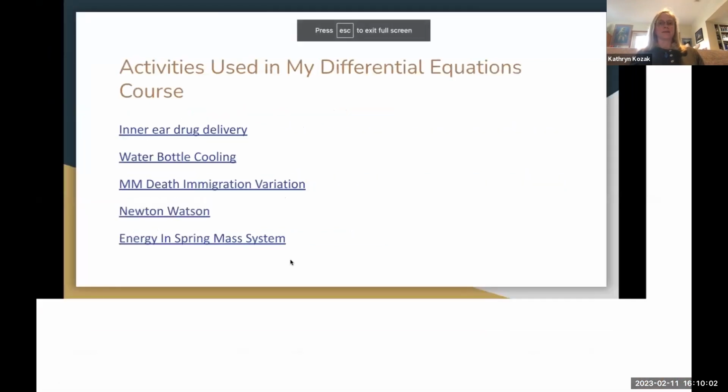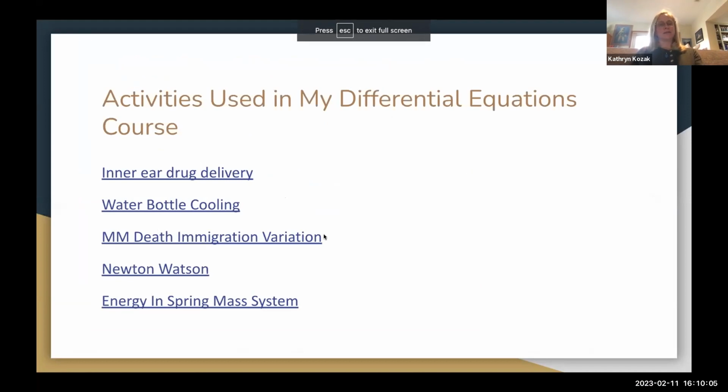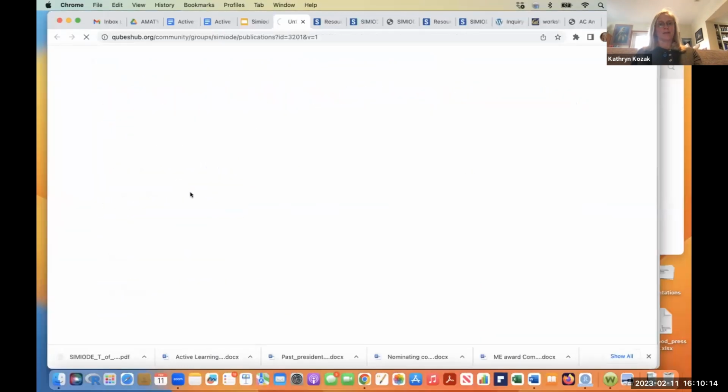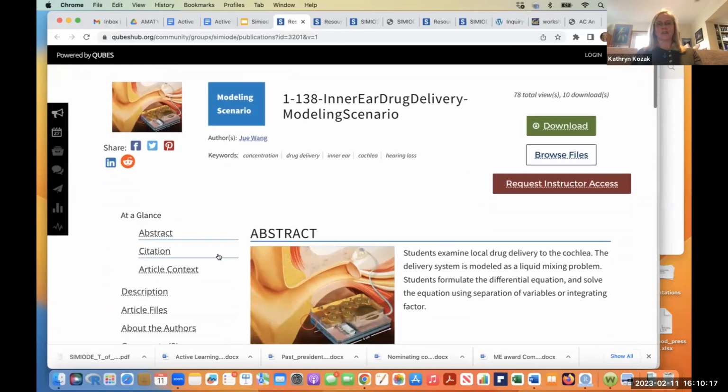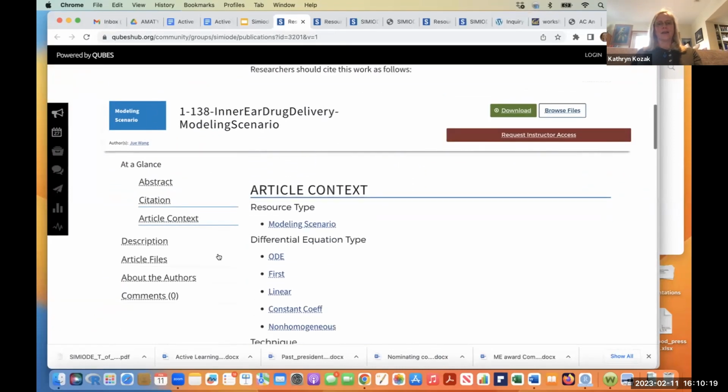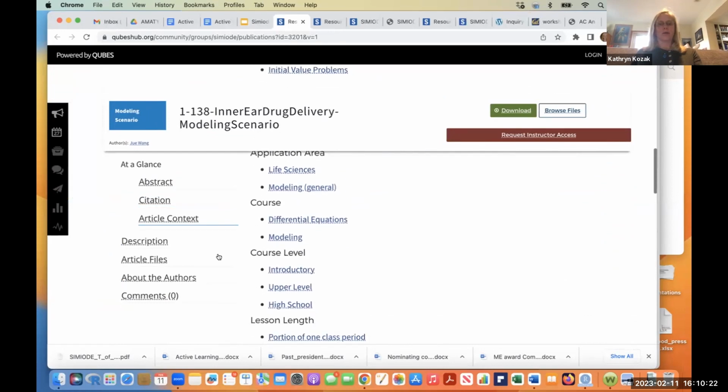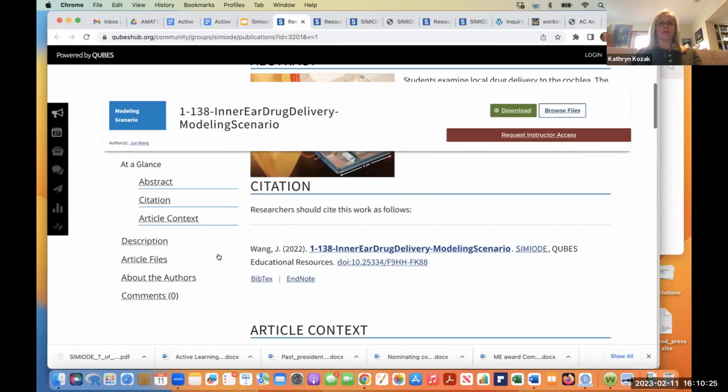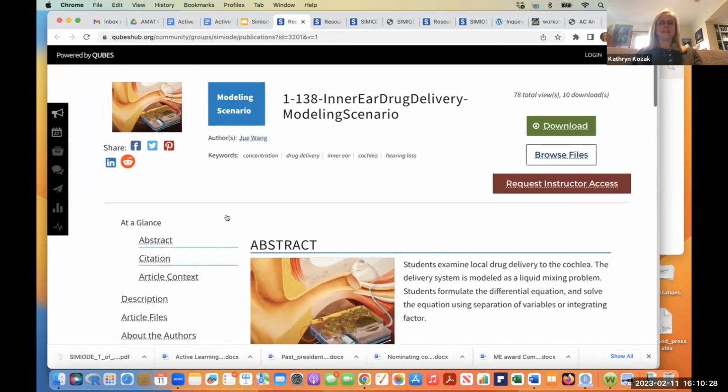Then for the rest of the semester, I actually have some other activities I do. The next one in the textbook is actually the inner ear drug delivery. And what I love about this one, and I'm going to go into it a little bit, is, and I'm not actually showing you the actual ones. I can go into them, but I wanted to just show you kind of what's going on with them. But this activity is wonderful because it really is the salt tank activity, but it's from a point of view of mixing drugs in the inner ear and what is happening with drugs going into the inner ear, drugs coming out of the inner ear.